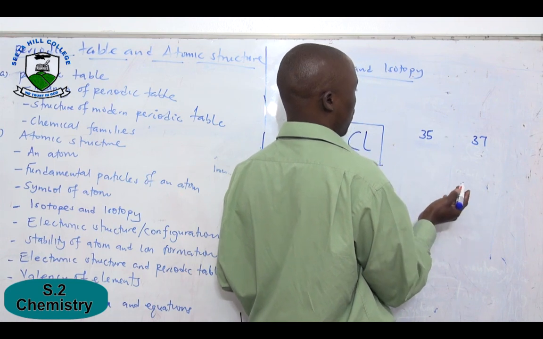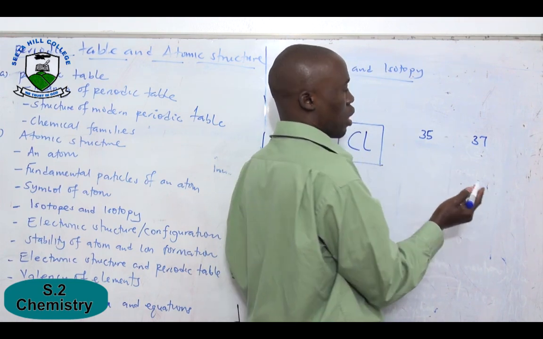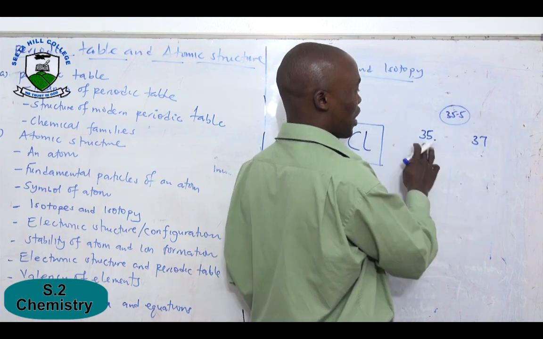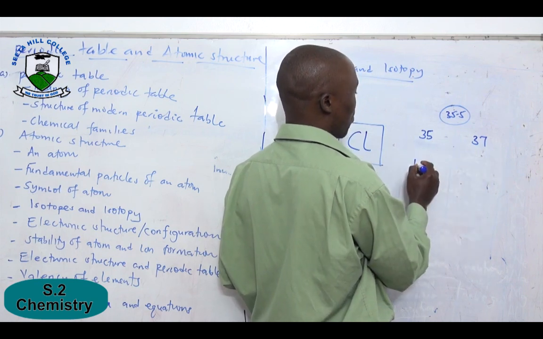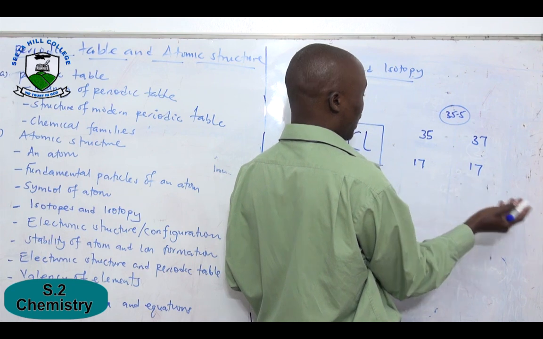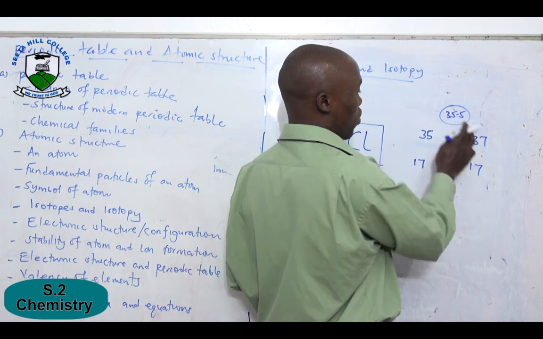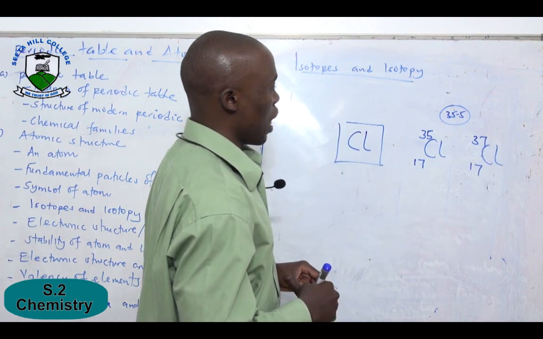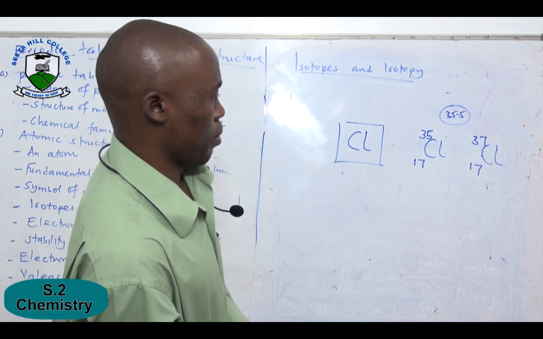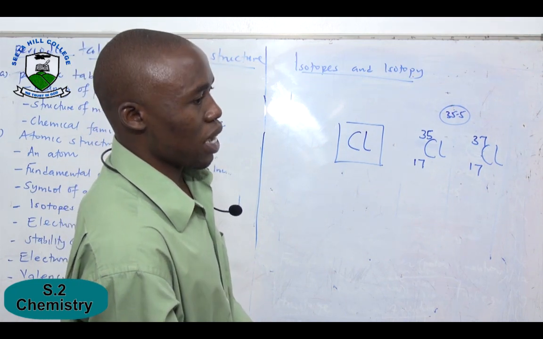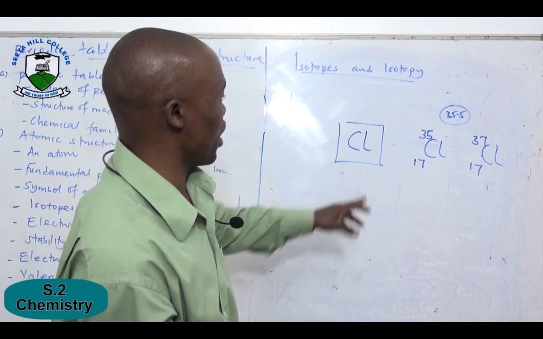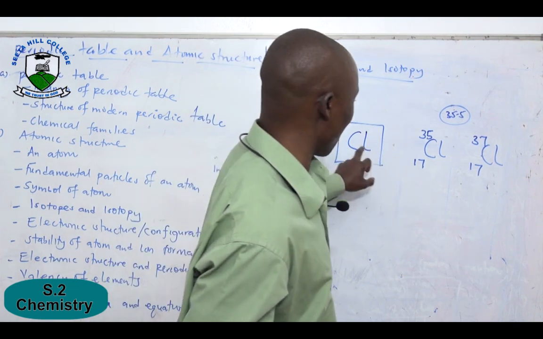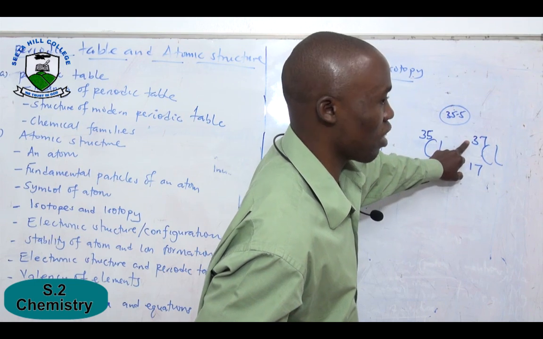But what is the atomic number there? 17. I've left that middle number out, not so? I've picked 37, but here it is 17 for both, not so? Chlorine has 17, of course. Now, look here. On Earth, you'll find chlorine represented by this one, but at 35, 17. This same one can also be represented by 37 and 17.